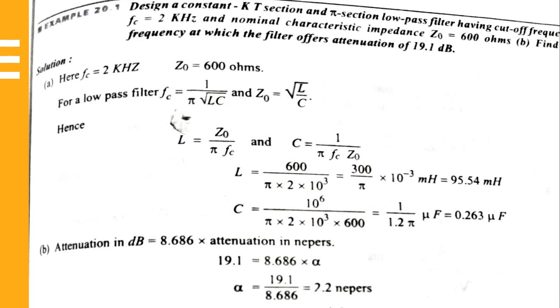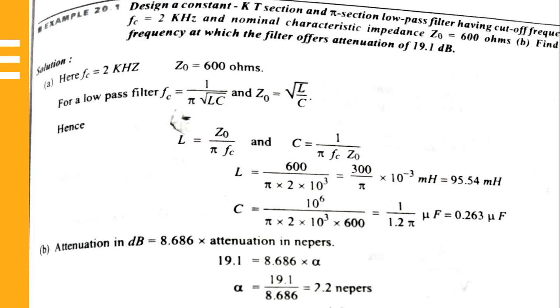So how can we find L and C? L is equal to Z0 divided by pi into FC. Z0 characteristic impedance 600 divided by pi into FC, which is 2 kilohertz. Substitute the value of 2 into kilo, 10 to the power 3. If you do this with the calculator, you will find the answer 95.54 millihenry.